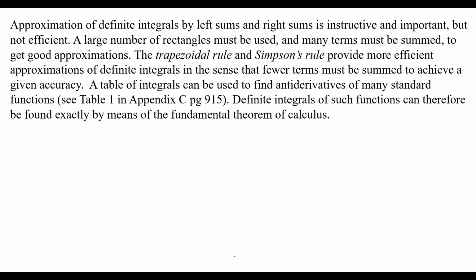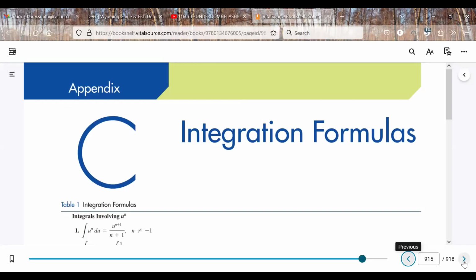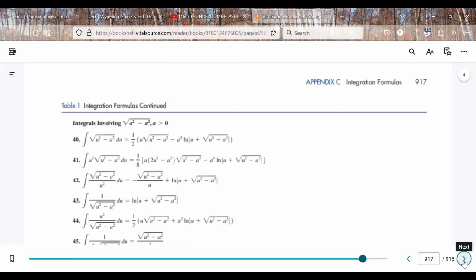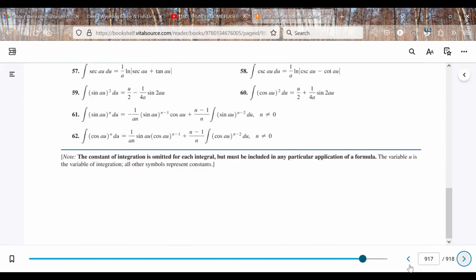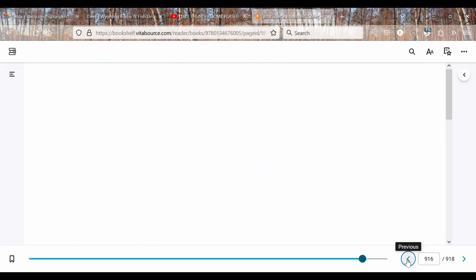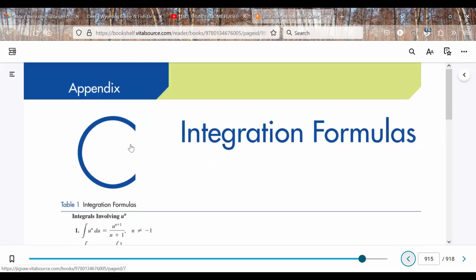Now, we also can have a table of integrals that can be used to find antiderivatives of many standard functions, and the definite integrals of such functions can therefore be found exactly by means of the fundamental theorem of calculus. And so in our book, we're going to have on pages 915, 916, and 917 all these different integration tables. So we don't have to try to calculate all of them. There are some that are already done for us, and so we won't have to always do that.